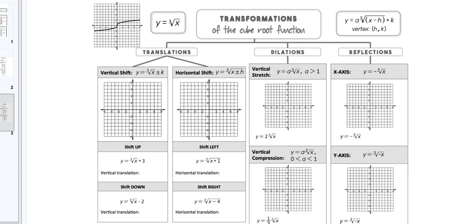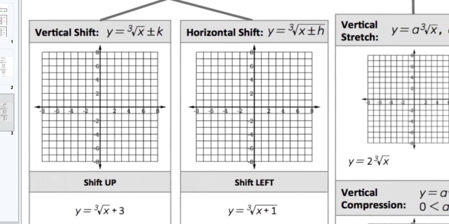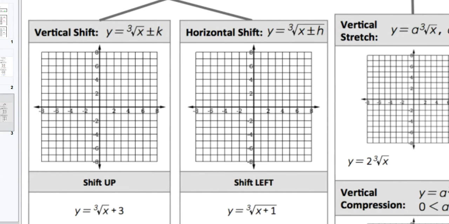Okay, let's look now at transformations of a cube root function. So remember that parent function of the cube root is just the cube root of x. It's that kind of S-shaped curve that happens. We're going to transform that function now. So let's start again with translations. So we're going to shift up, down, left, and right. So again, I'm going to sketch for us just so we have the visual of it.